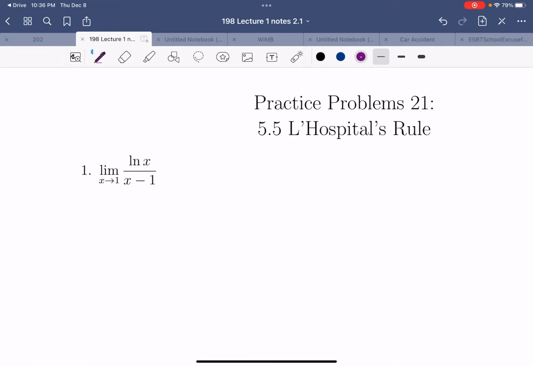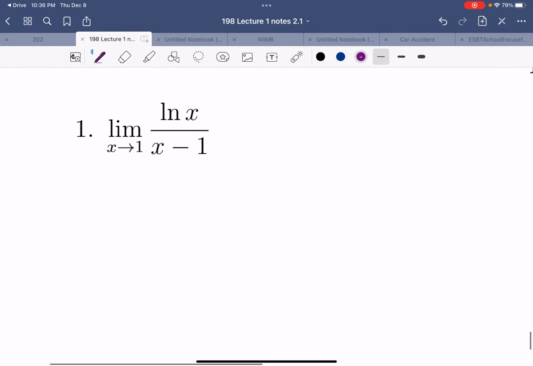Hi all, this is the practice problems 21 from section 5.5 on L'Hopital's rule. So remember, we can use L'Hopital's rule when we have either 0 over 0 or infinity over infinity.